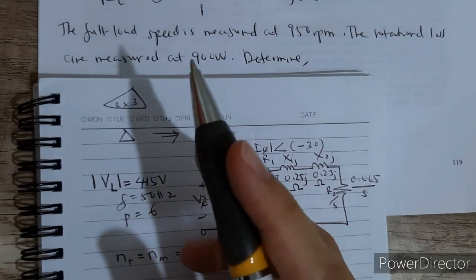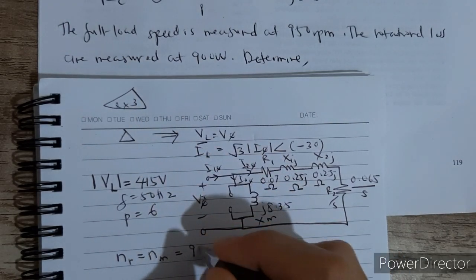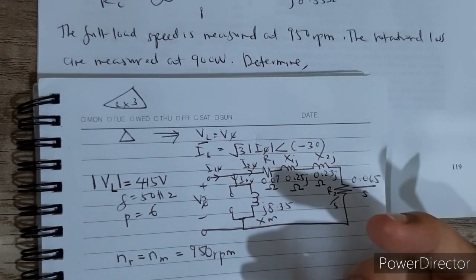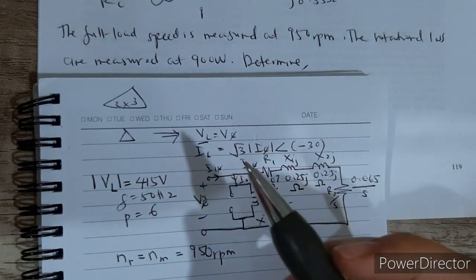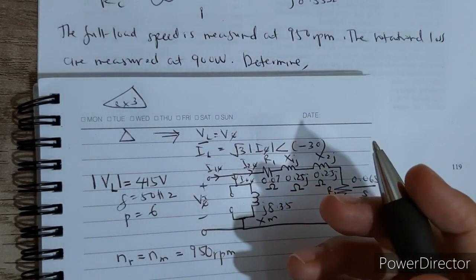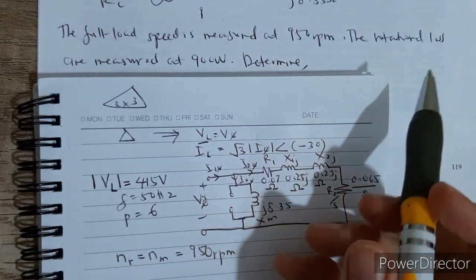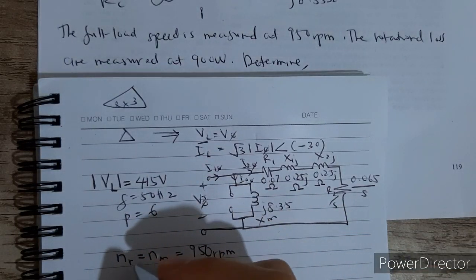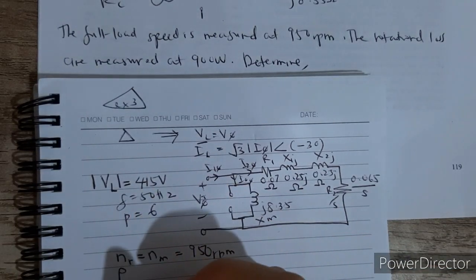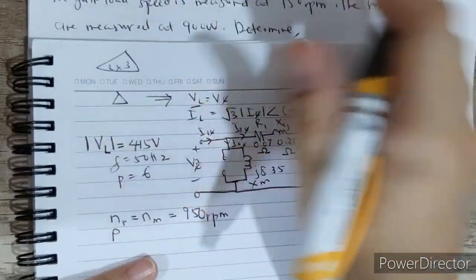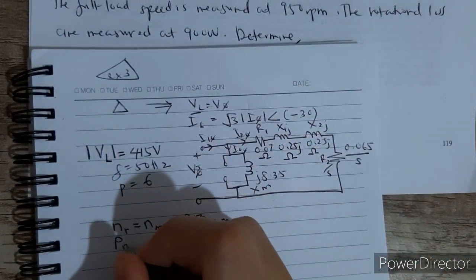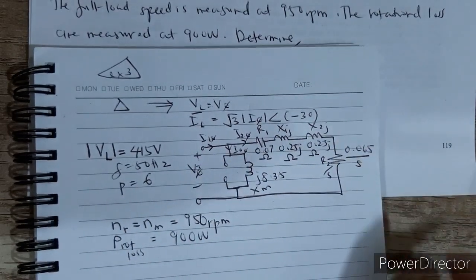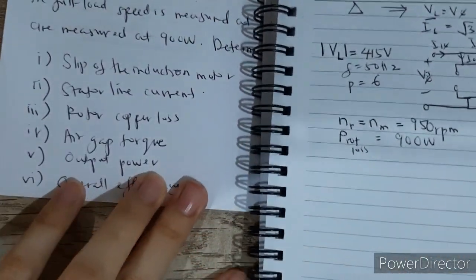It's stated there that it is measured. We cannot measure synchronous or magnetic field speed because we cannot see the magnetic field, right? So actually the word measured is referring to the rotating rotor. Okay, and then the rotational losses are measured at 900 watt. Only one loss is given, that is P rotational loss, given as 900 watt. Okay, so what are the questions?